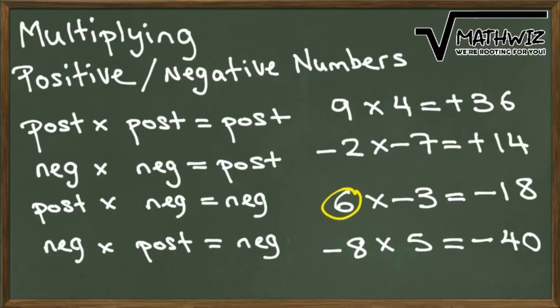We then have 6 times 3 is 18. As I said, if you want to imagine, you can put the plus in front. So we really have a positive times a negative gives us a negative. Similarly, for this one, you can put the plus in front. And so you have a negative times a positive gives you a negative.